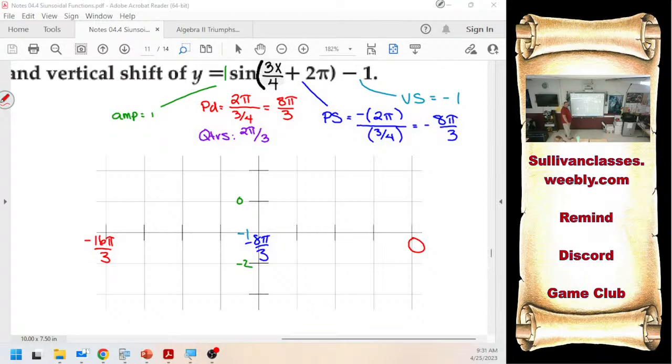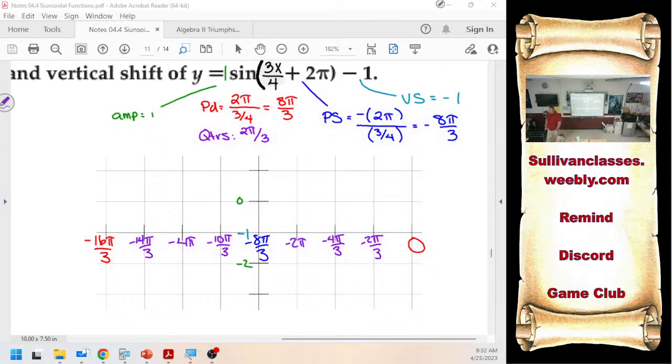So I go by 2 pi over 3 increments. Negative 8 pi over 3 plus 2 pi over 3 is negative 6 pi over 3, or negative 2 pi. Negative 6 pi over 3 plus another 2 pi over 3 is negative 4 pi over 3. Plus another 2 pi over 3 is a negative 2 pi over 3. Is a negative 10 pi over 3. Is a negative 12 pi over 3, reduce it. Is a negative 14 pi over 3.